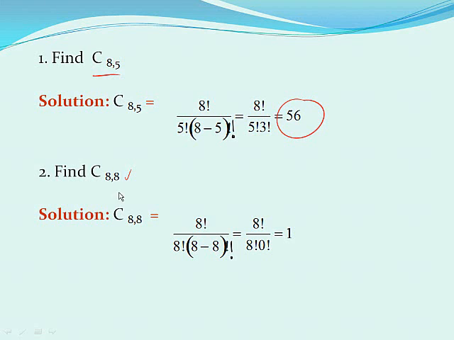In the second example, the r value is 8. Here we are speaking about the number of combinations of 8 objects taken 8 at a time. When we substitute in the formula, we get factorial 8 over factorial 8 times factorial of 8 minus 8. Notice that we get 0 factorial here, but we define 0 factorial to be 1. So the final answer will be factorial 8 over factorial 8 times 1, which will be 1.